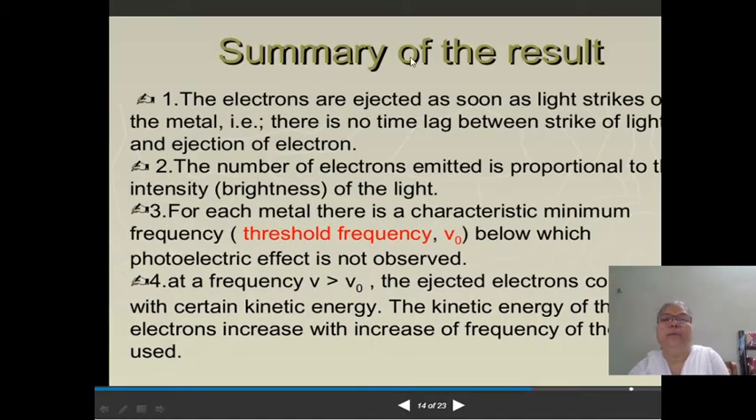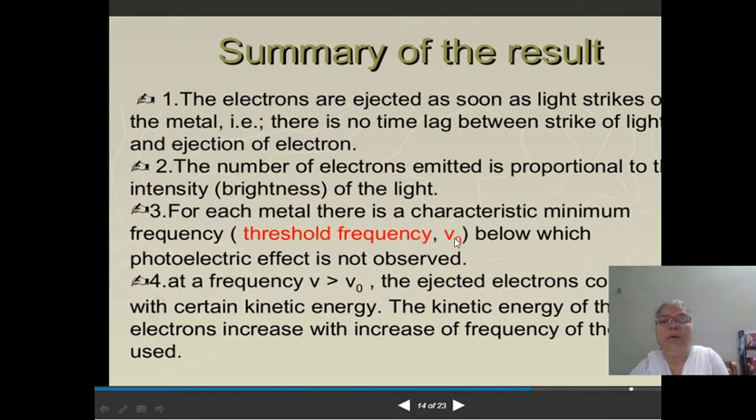Then the electrons are ejected as soon as light strikes the metal. That is, there is no time lag between the strike of light and the ejection of electrons. Then the number of electrons emitted is proportional to the intensity or brightness of the light. For each metal, there is a characteristic minimum frequency, and this characteristic minimum frequency is called the threshold frequency.